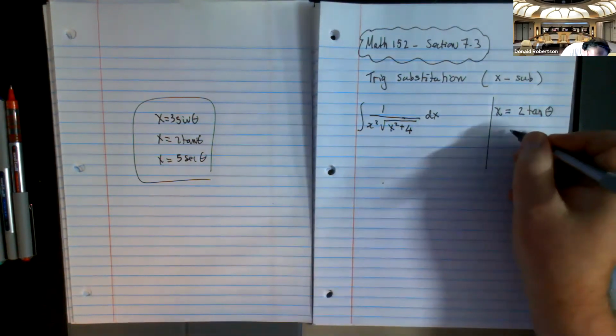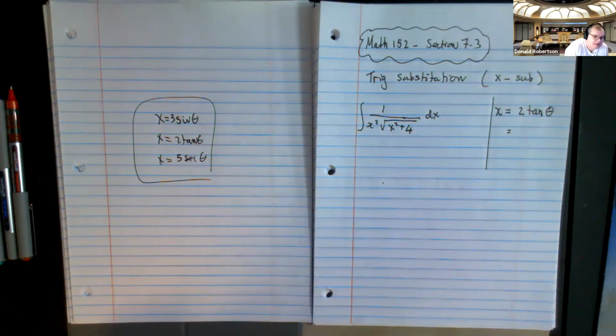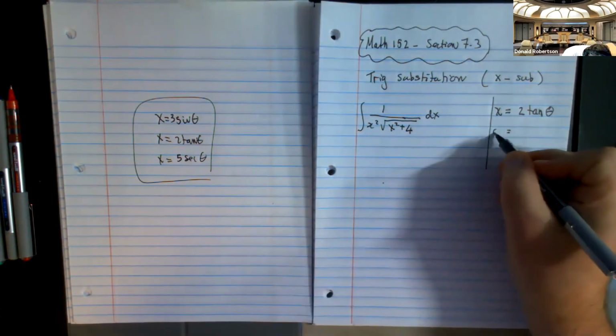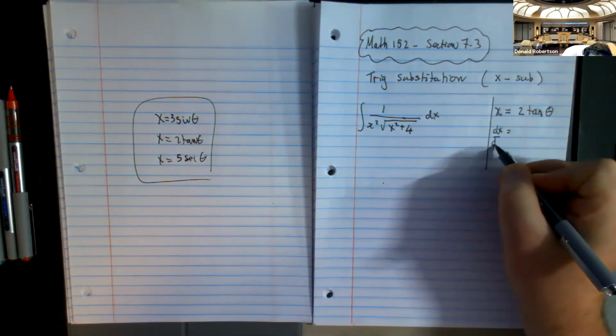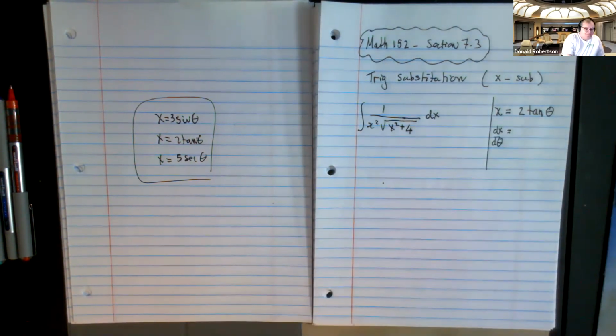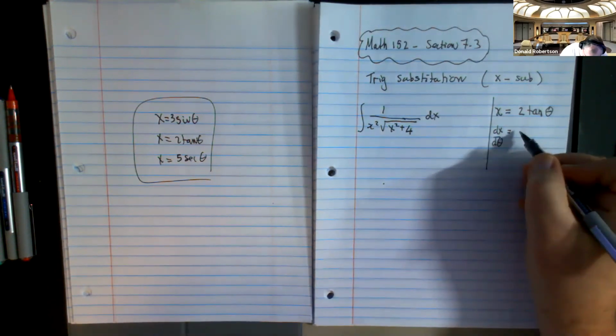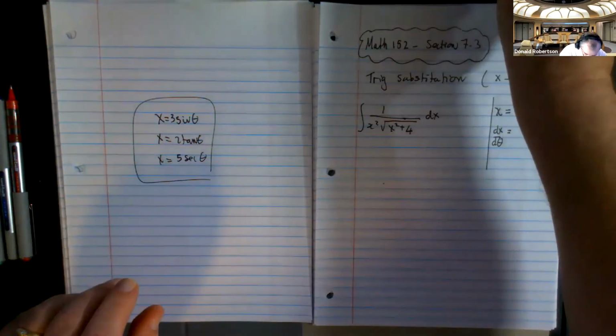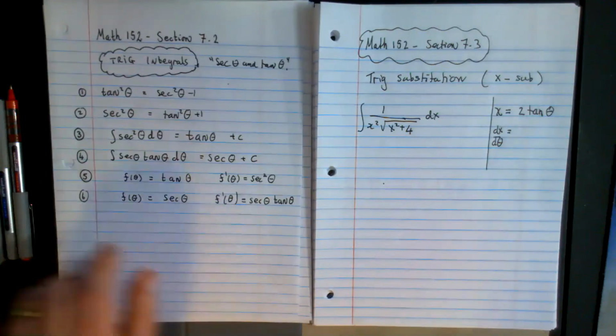It looks very similar, and we're going to do very similar things. I am going to differentiate x with respect to theta. Okay, what is 2 tan theta's derivative then? What do you get if you differentiate 2 tan theta? I'll bring my little list out for you. 2 secant squared theta. Right, that guy there.